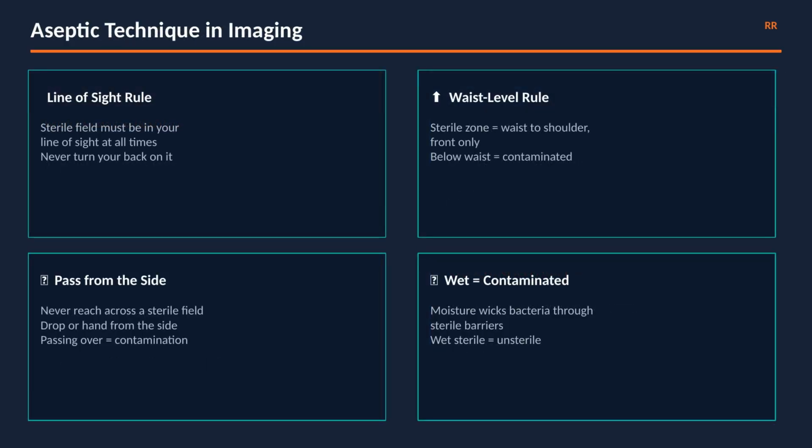There are 3 levels of microbial kill, and the level required depends on the intended use of the item. Sterilization destroys all microorganisms including spores. Required for instruments that enter sterile tissue or the bloodstream: surgical tools, biopsy needles. Methods include steam autoclave, ethylene oxide, and hydrogen peroxide plasma.